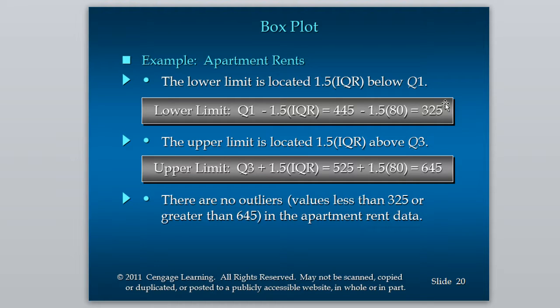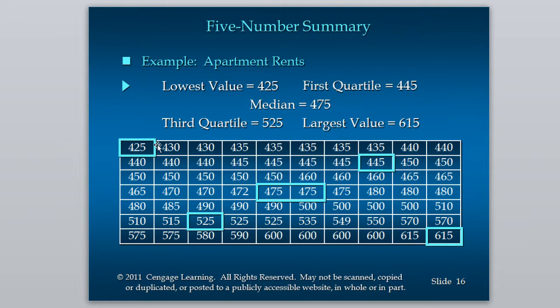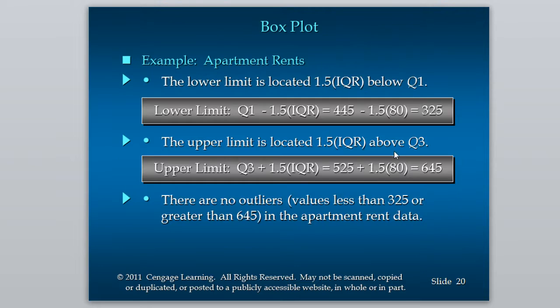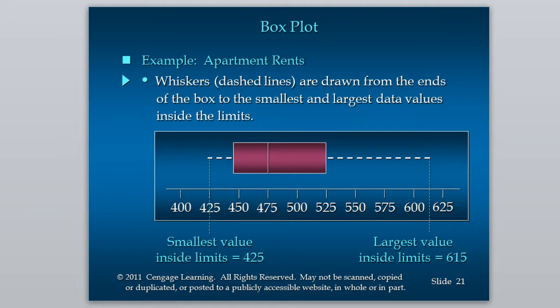Any data point outside of this interval is considered an outlier in our apartment rent. So it's 325, 645. There's no outlier in here, right? All the data points are actually within these two intervals. But if there is a point that's not included within this interval, then we consider that an outlier.